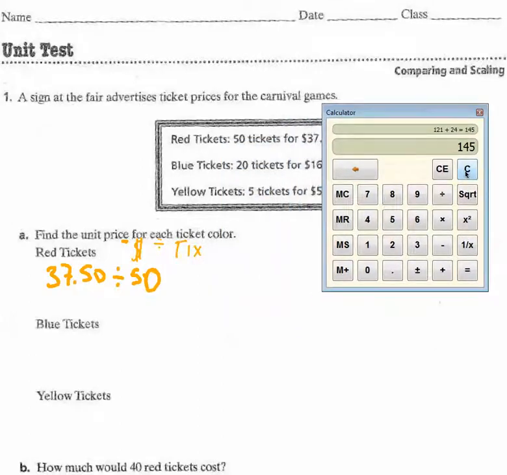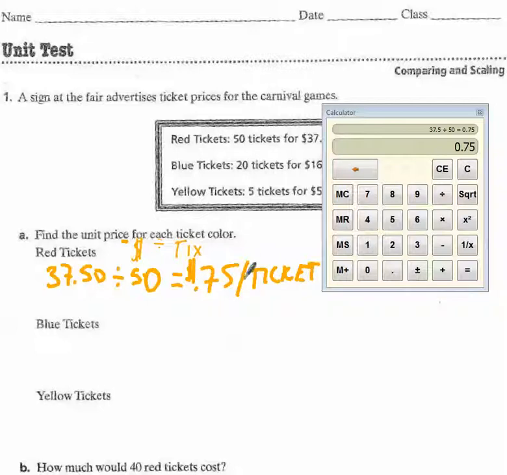All right, so we have $37.50 divided by 50. So we get a cost of 75 cents per ticket. Now, I don't know why this seems to come up so often, but it does. The dollar sign always goes before, and the cent sign always comes after.